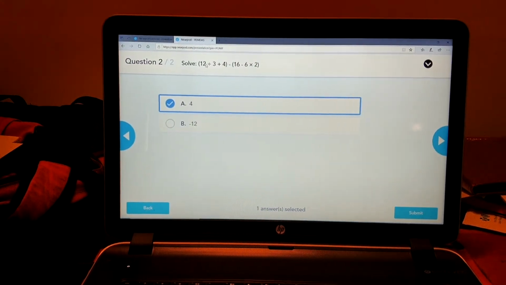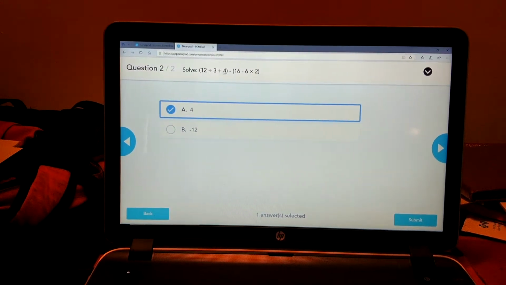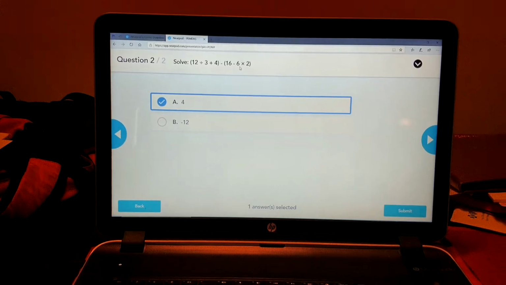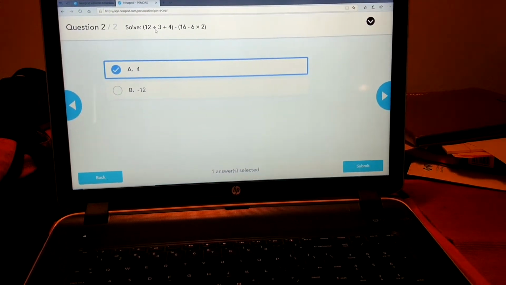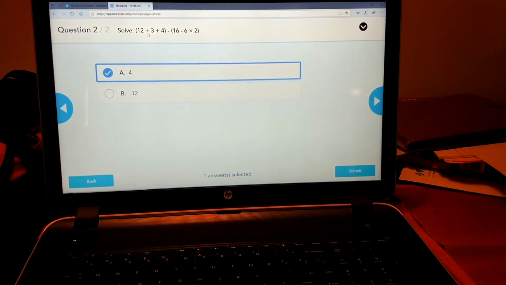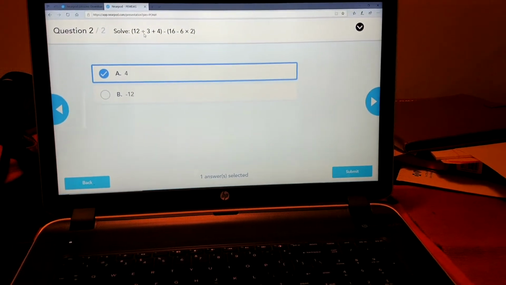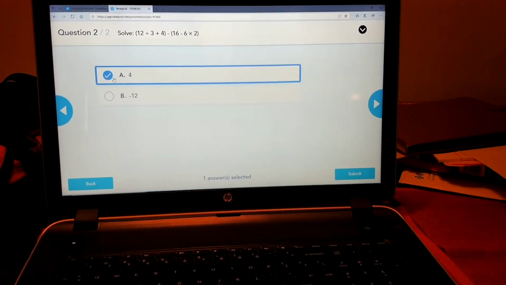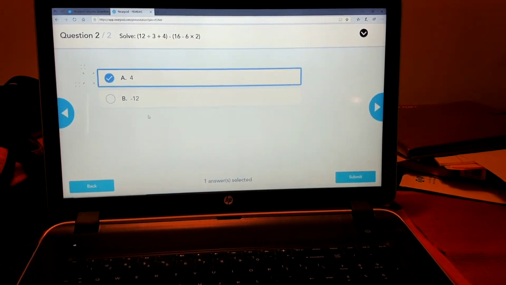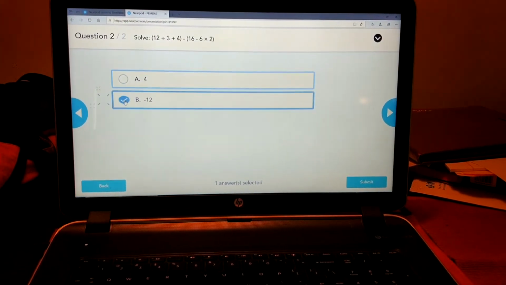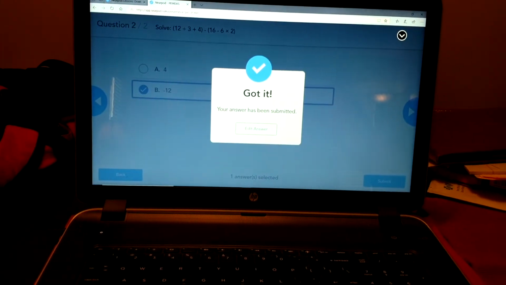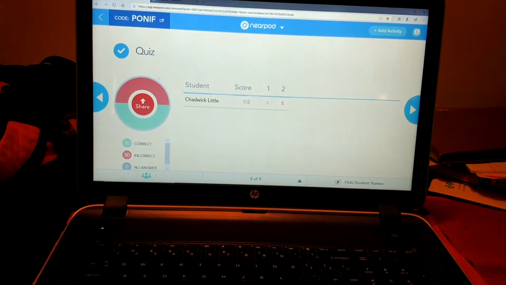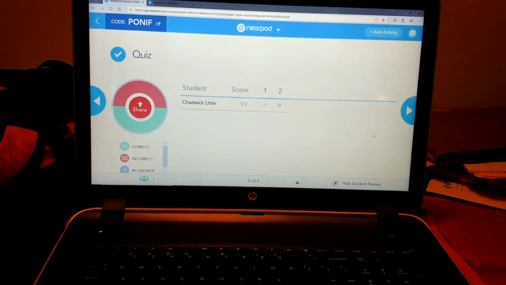Next, solve it. 12 divided by 3 plus 4 minus 16 minus 6 times 2. 12 divided by 3 gives you 4, plus 4 gives you 8. 6 times 2 gives you 12. 16 minus 12 gives you 4. 8 minus 4 gives you 4. For this one, we'll just say the wrong answer. You submit it. As a student, the teacher gets to see which one you got wrong.